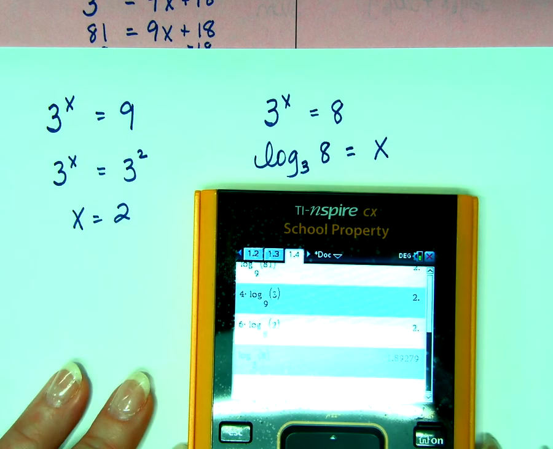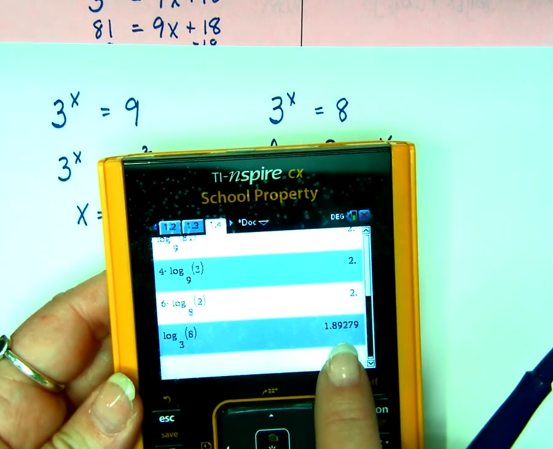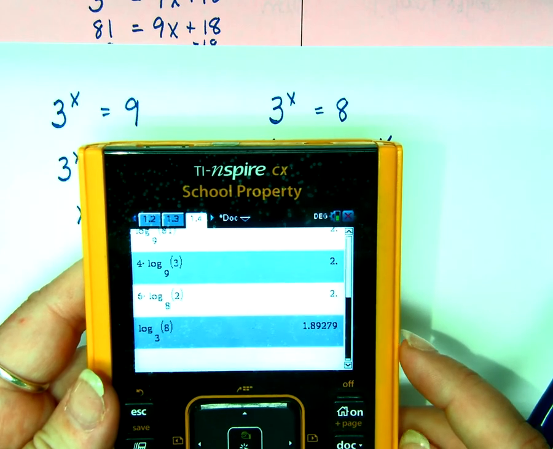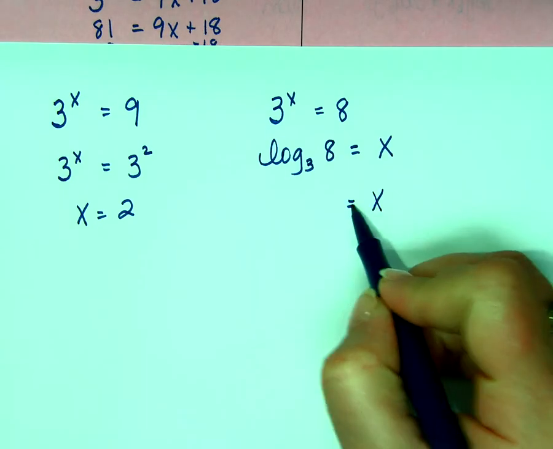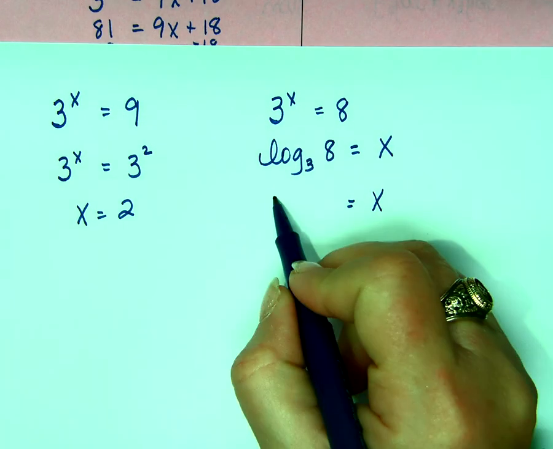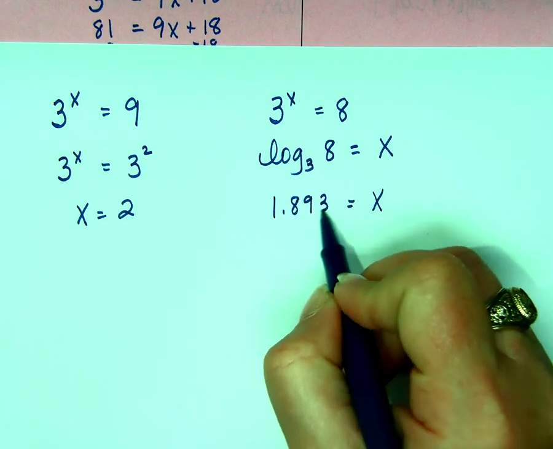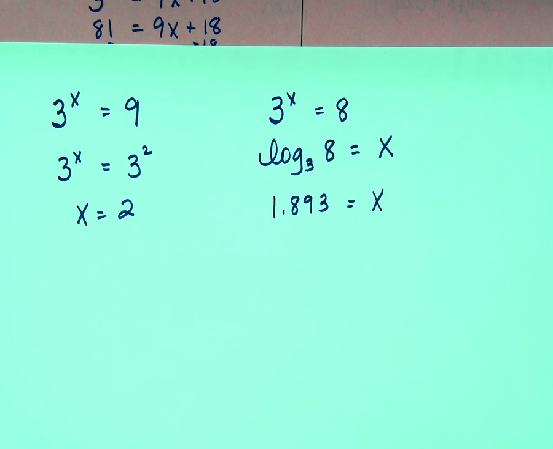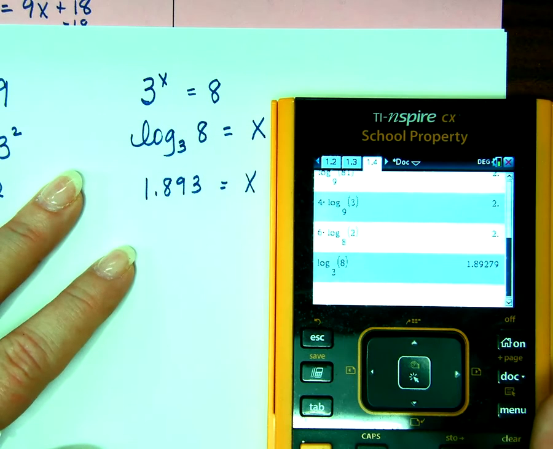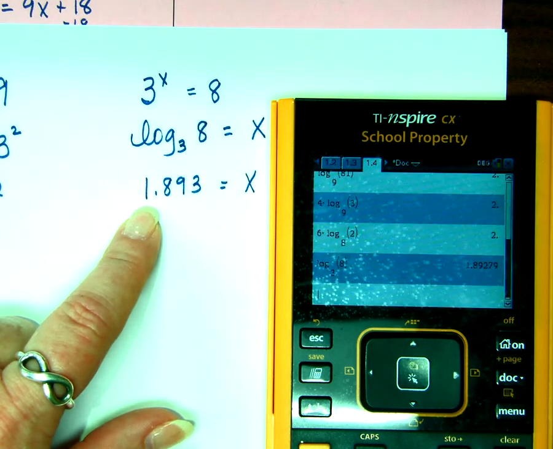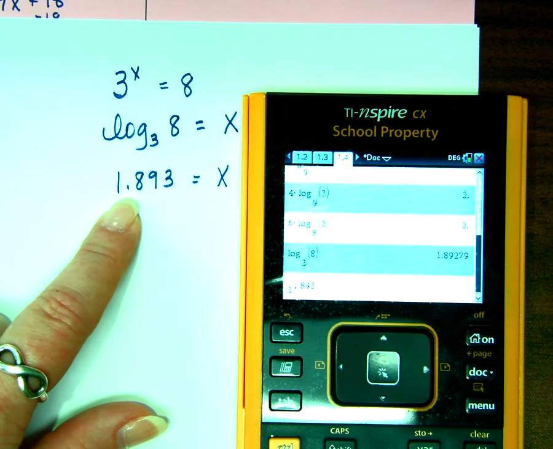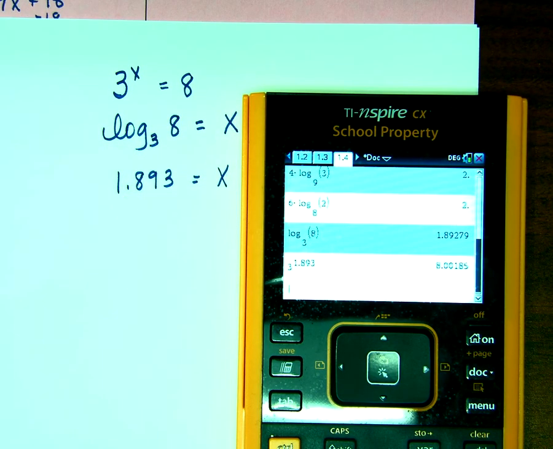Now, I'll just give you a heads up right now. You need to make sure you read the directions so you know how many decimal places to round to, yes? So x, what if I said thousandth? We'll just say thousandth for the examples. Is that okay? So 1.893. Done. Is it right? Ooh, I'm going to try to trick you. Is it right? 3 raised to the 1.893.